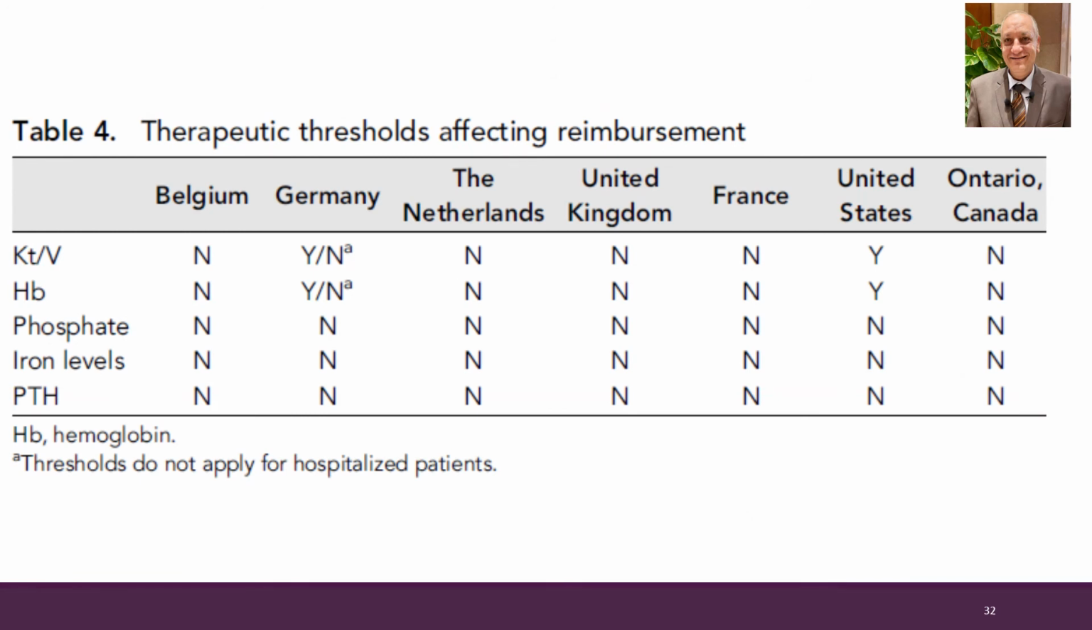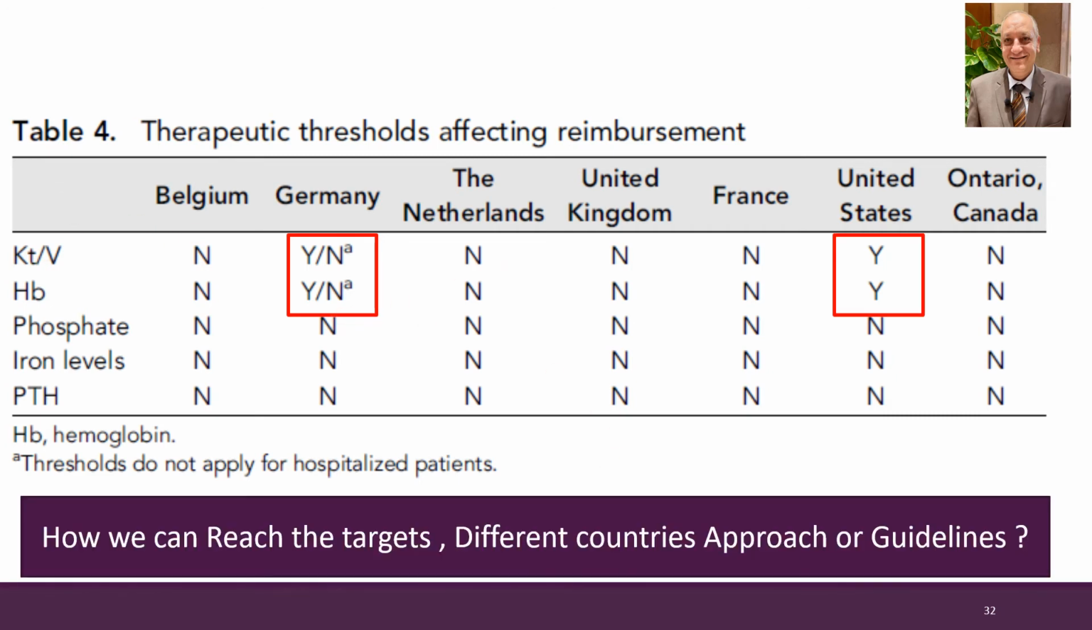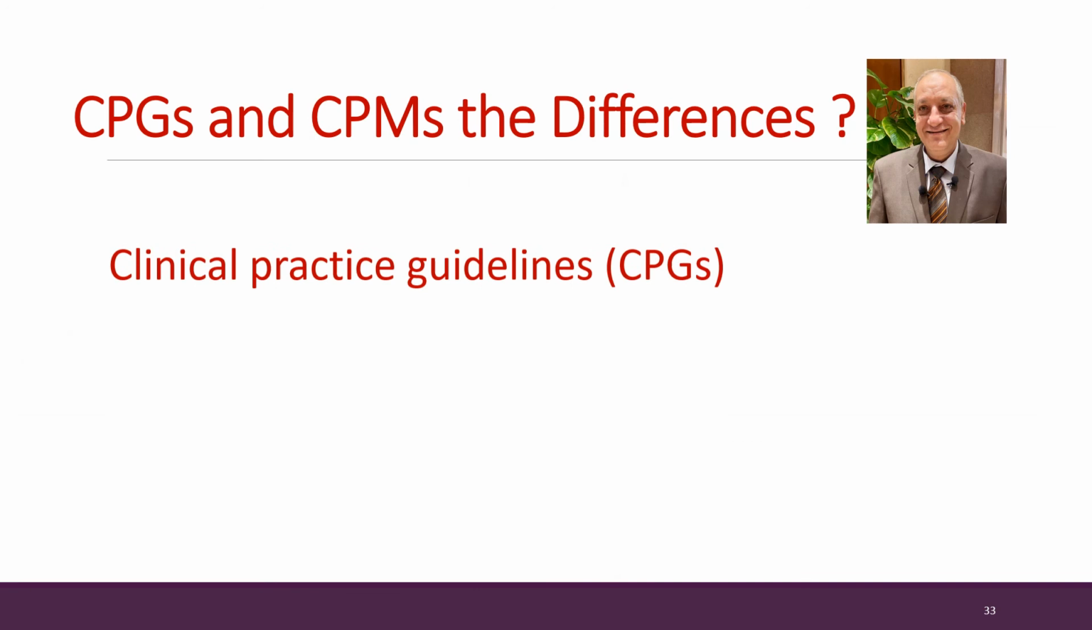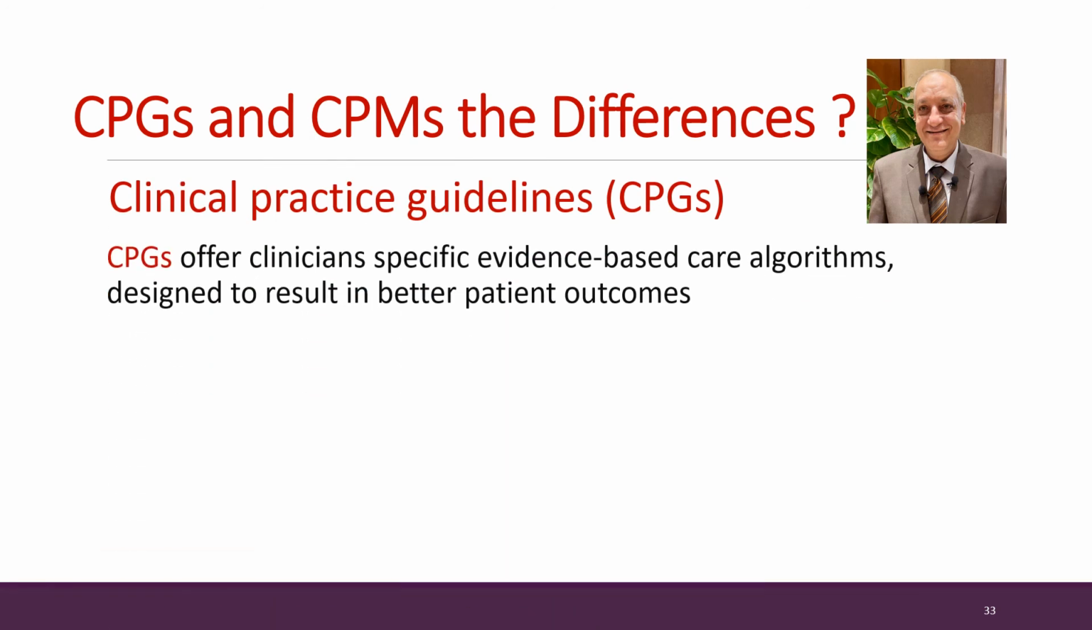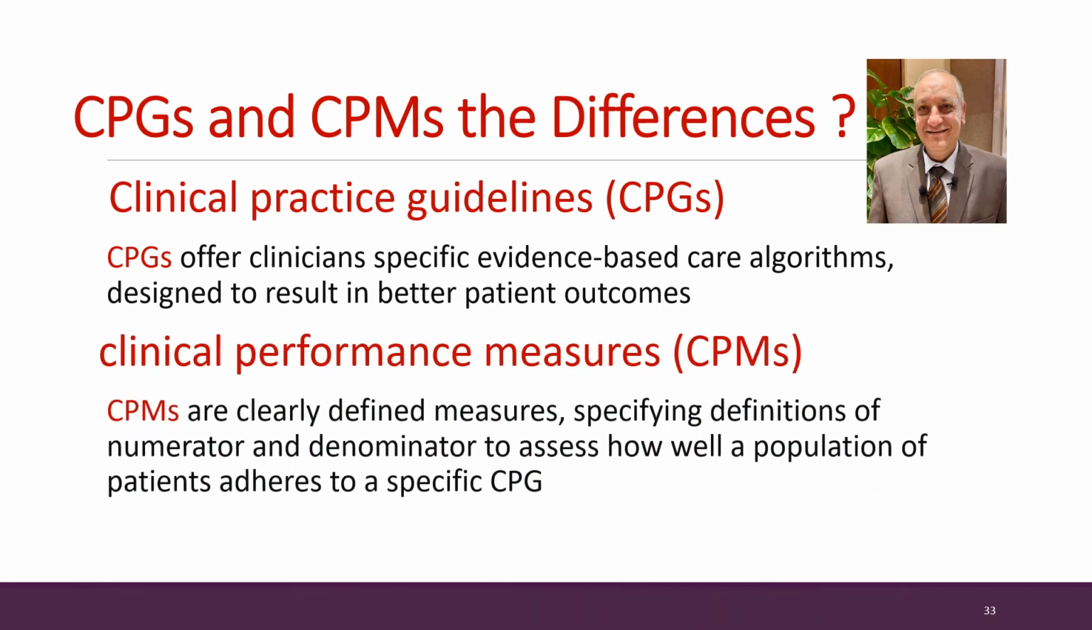Therapeutic thresholds affecting the reimbursement, including here the adequacy and the hemoglobin in the United States and Germany. So this is one of the best examples, the reimbursement of payment according to the patient's outcome. So the clinical practice guidelines, like Egyptian guidelines and international guidelines, are translated into clinical performance measurements and a total performance score. That's the difference between both of them.